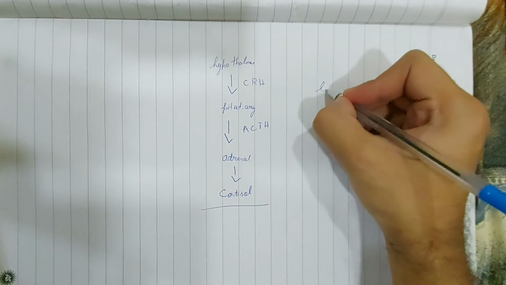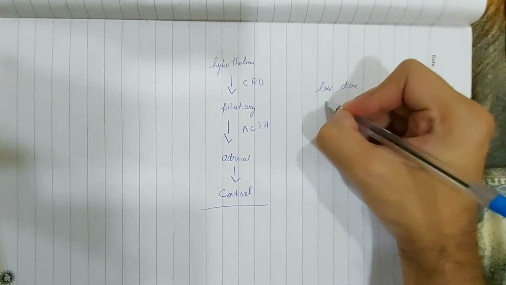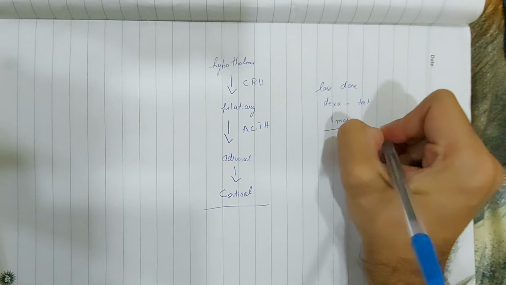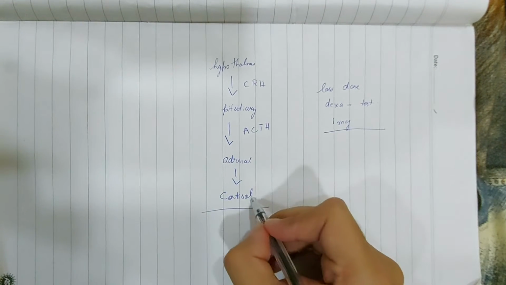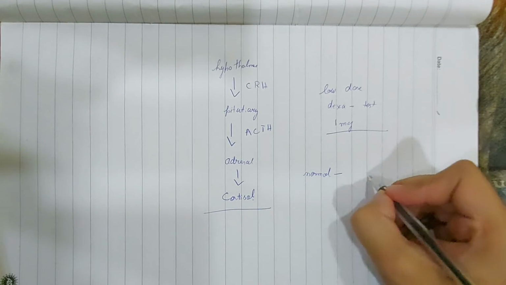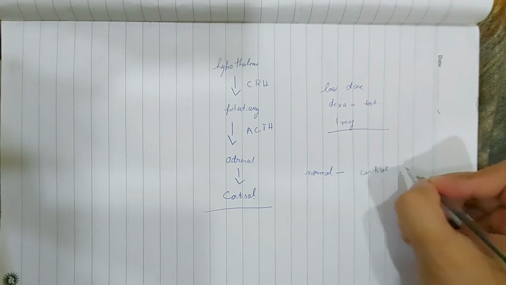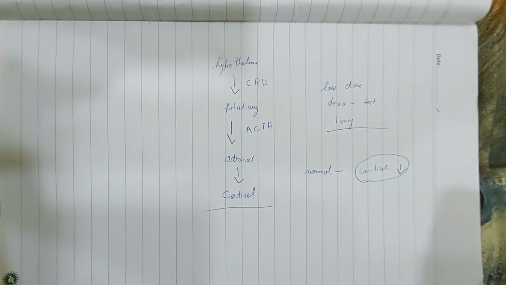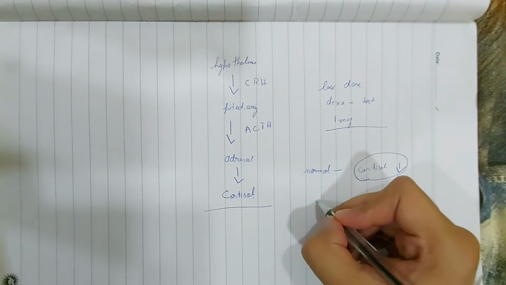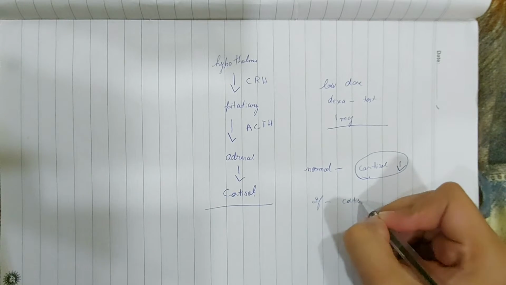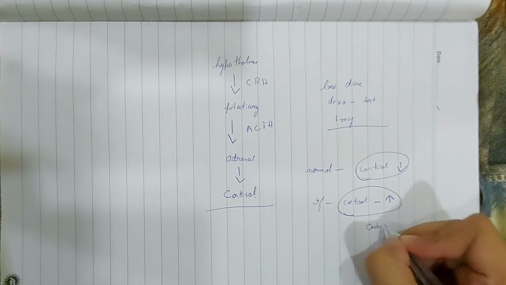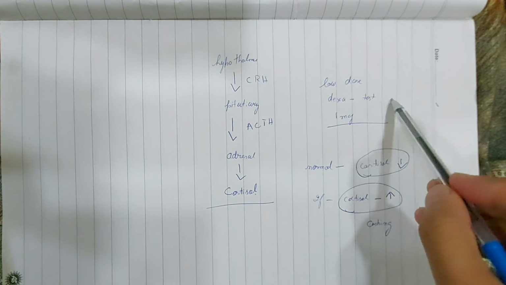Now, what is the low dose dexamethasone test? In this, we give 1 mg dexamethasone. This 1 mg should suppress the cortisol levels in a normal person. So, in a normal person, cortisol levels should go down. However, if cortisol levels do not go down, if cortisol remains normal or it's elevated, then it is Cushing. So we are done with the low dose.